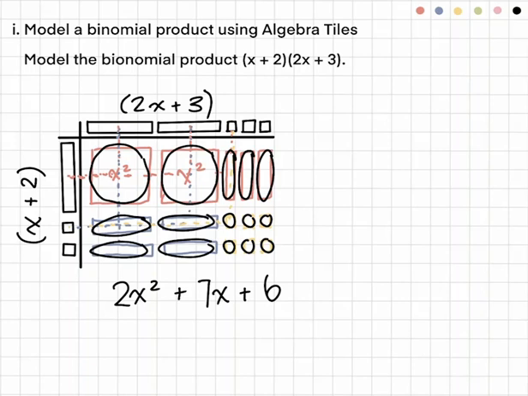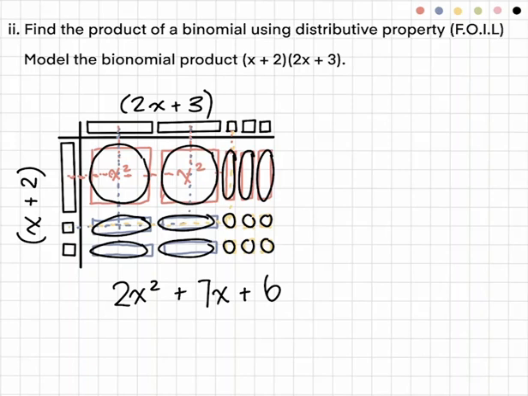In fact, we can do it together. I will just move our first learning goal out and our second learning goal in, and we can do it at the same time. I'm going to write it here on the right hand side. So I have x plus 2 and 2x plus 3. So what we're going to do is use the distributive property here to find each binomial product.